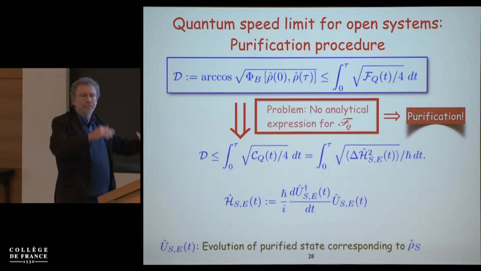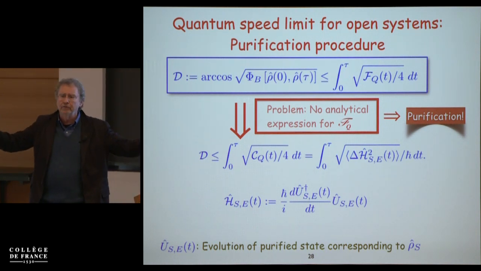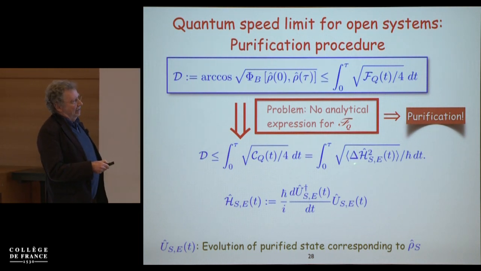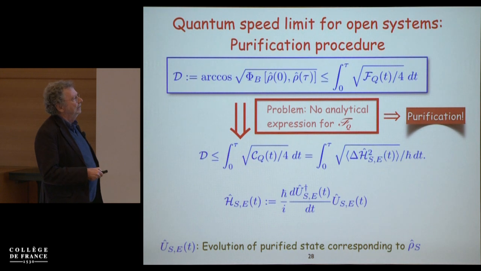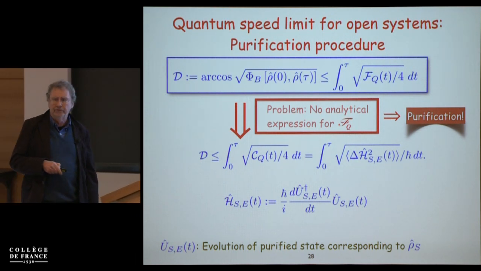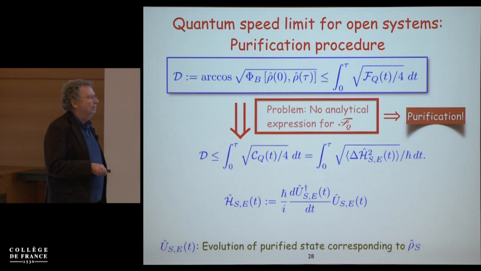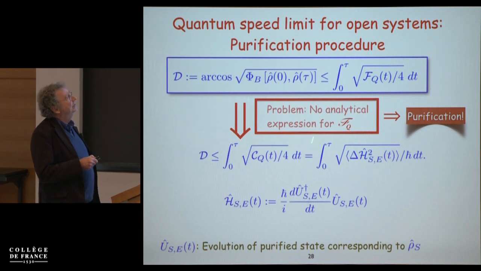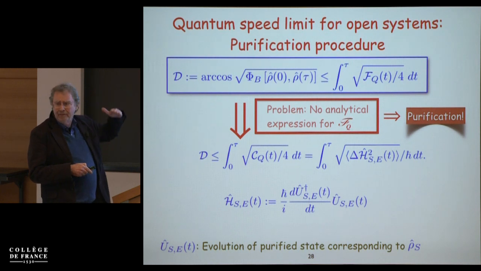But this expression now corresponds to the extended space, unitary evolution, so I can calculate it explicitly. It's given just by the average of the variance of the generator of this evolution in the extended space. And the expression is this one. And of course, this H is just the generator as before. And this is the evolution of the purified state corresponding to rho s. Now, so that's a way of getting an upper bound for this. And therefore, if we find an upper bound for this integrand, that means a lower bound for the time.